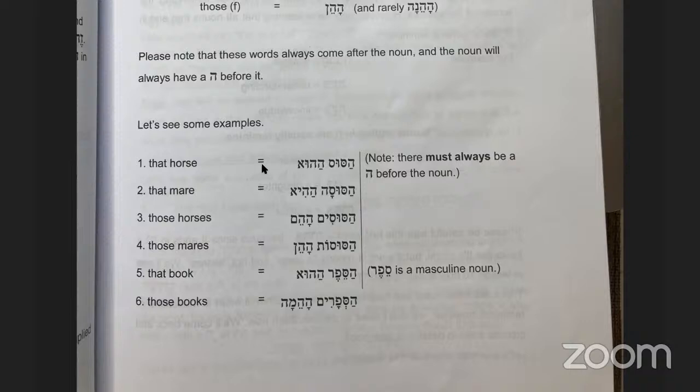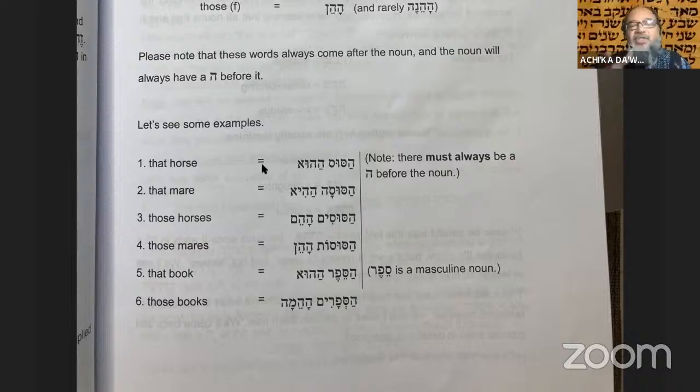Hasusa. So now that you got the susa, how do we know that it's a feminine? That hey, that ah on the end, susa, versus hasus, hahu. It has to match, okay? So hasusa hahi.